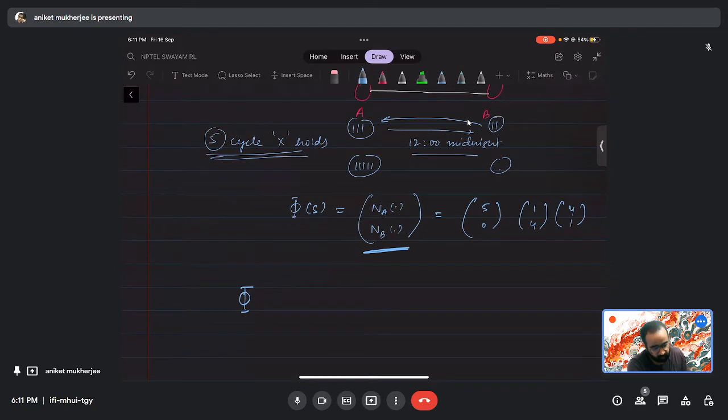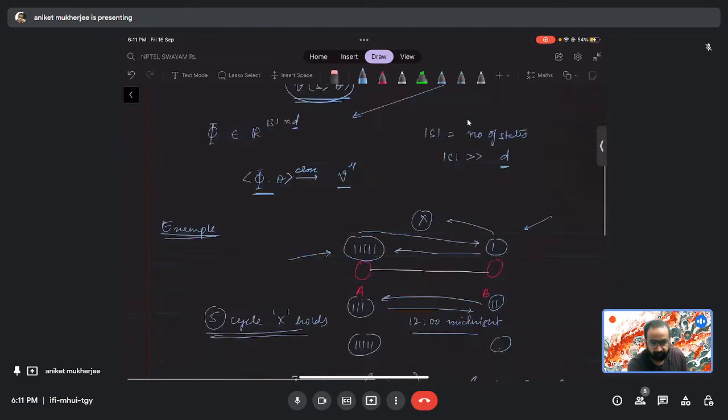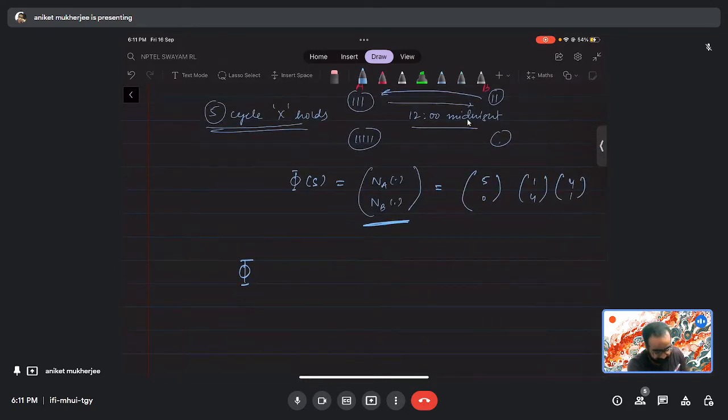Could anyone tell what the feature matrix would be? I have not yet gone through the feature matrix, but if you have gone through these classes, you would have understood it. There is a feature vector for each state, and you put all the feature vectors in rows, you get a feature matrix. So this feature matrix would just be 5 0, 1 4, 2 3, 3 2, 4 1, 0 5, something of this sort.